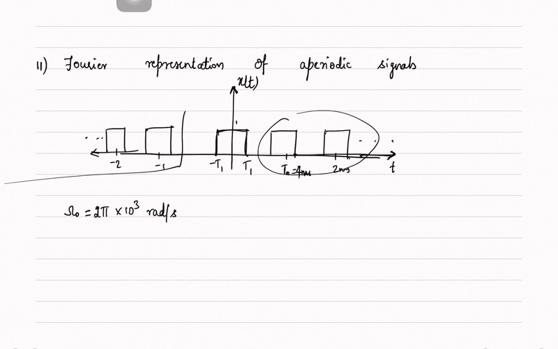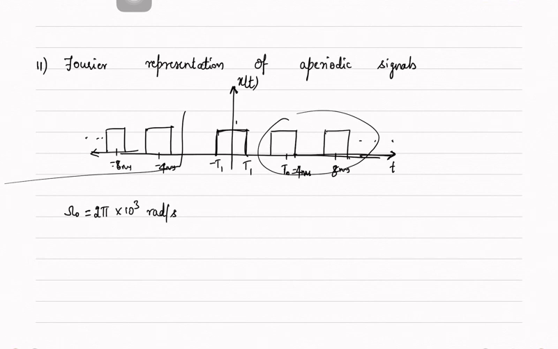Let's see what will happen. If I make it 4, this will be 8, so this will be minus 4, this will be minus 8, and so on and so forth, minus 8 milliseconds, minus 4 milliseconds.